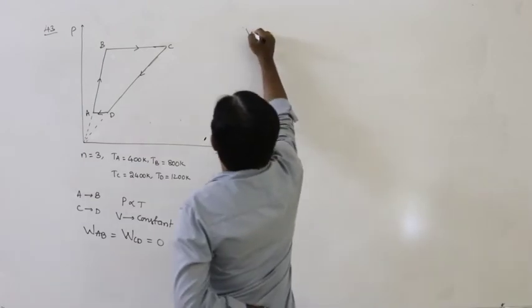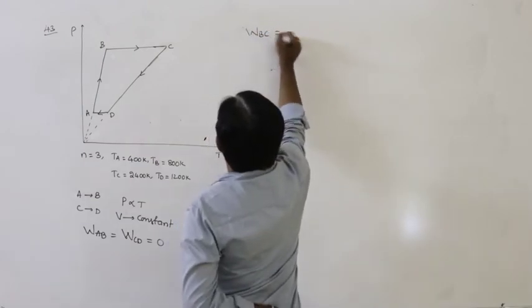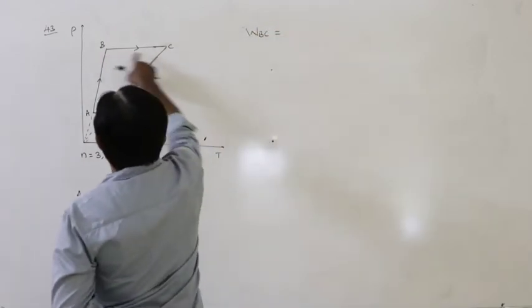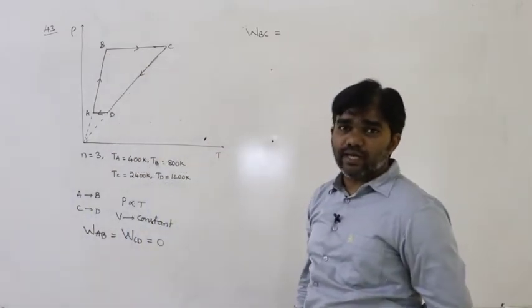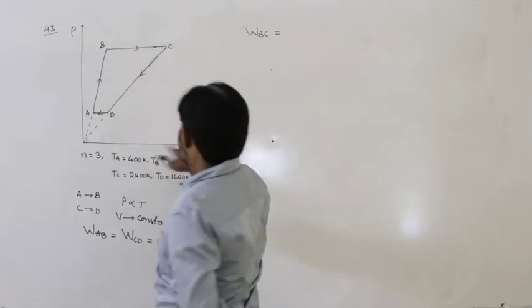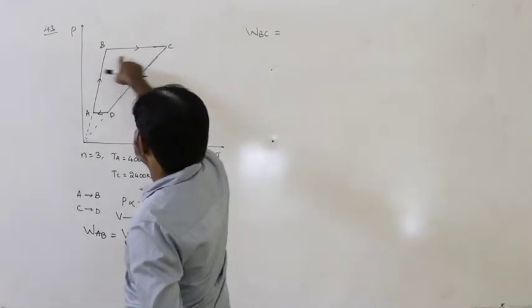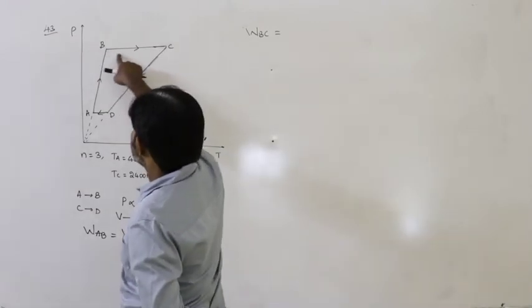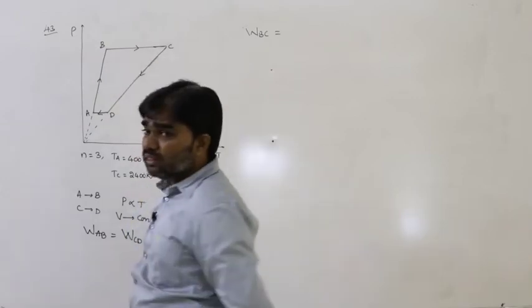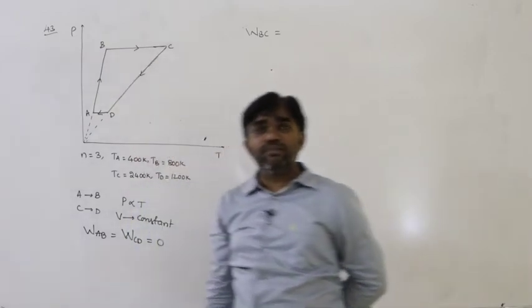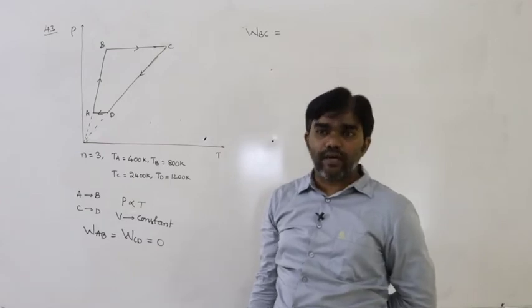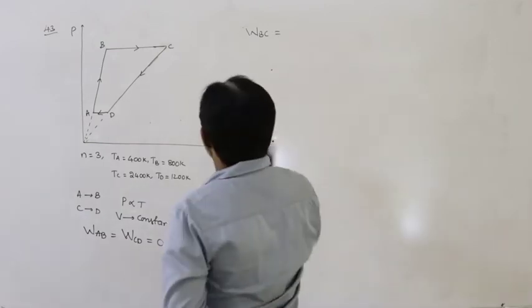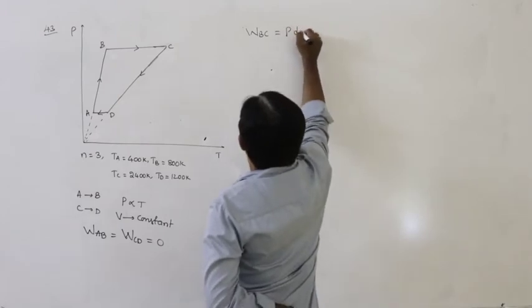So work done in BC. What is the shape of the graph? It is a straight line parallel to the x-axis, parallel to the temperature axis. That means here the pressure remains constant. In what situation does the pressure remain constant? Isobaric process. In an isobaric process, the work done formula is P dV.